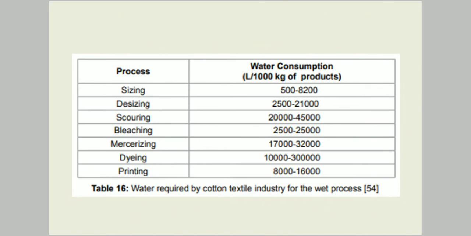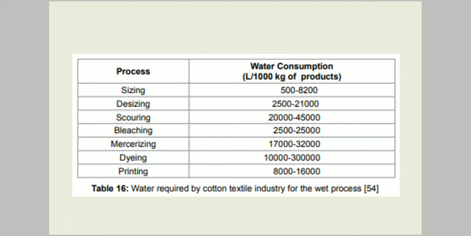So the cotton textile industry uses water, right? In each process, how much quantity of water is consumed, and an overall rough estimation, is obtained. In the sizing process, about 500 to 8,200 liters of water is used per 1000 kilogram of product. Similarly, in desizing, 2500 to 21,000 liters of water per 1000 kilogram of product is consumed. For scouring, 20,000 to 45,000 liters of water per 1000 kilogram of cotton product is consumed.